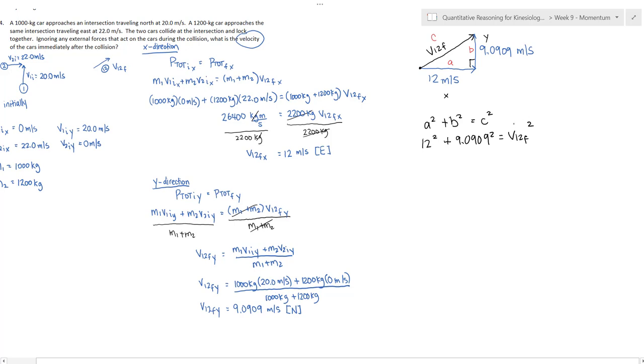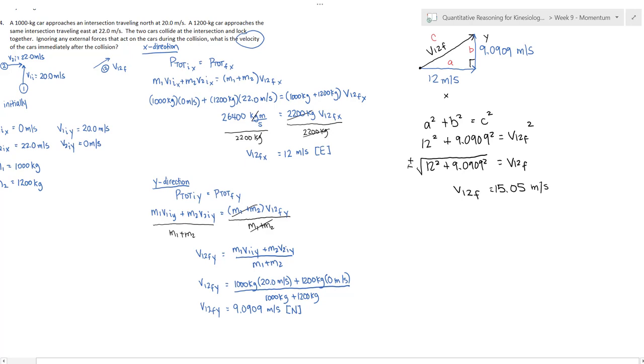Now I just need to get rid of that square, so I'm going to square root both sides. 12 squared plus 9.0909 squared equals V12 final. I'll just flip the two and type this on my calculator. Square root of 12 squared plus 9.0909 squared is equal to 15.05. This is a velocity, so the units are meters per second.